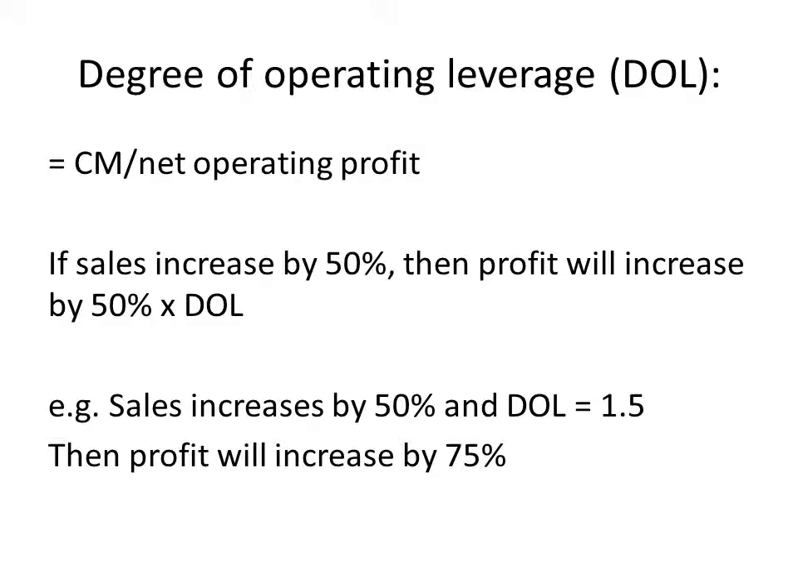Related to margin of safety is the degree of operating leverage. That is a number that tells us by how much our profit will increase for a certain increase in sales. And it's calculated by taking the contribution margin or contribution divided by net profit. So if contribution divided by net profit gives us a degree of operating leverage of 1.5, then it means, well, if our sales increase by, say, 50%, our profit will increase by 50% multiplied by the degree of operating leverage, which is 1.5. So our profit will increase by 75%.